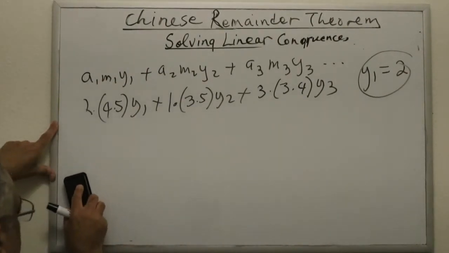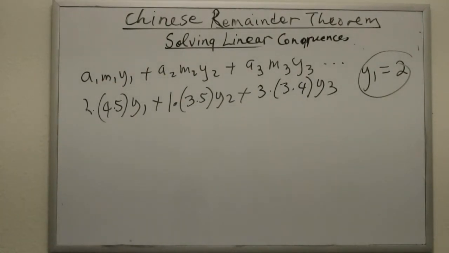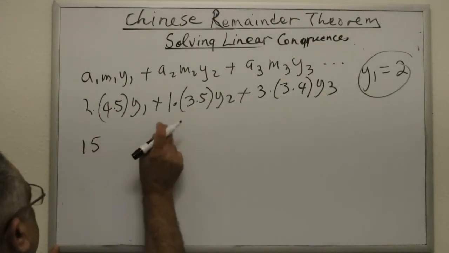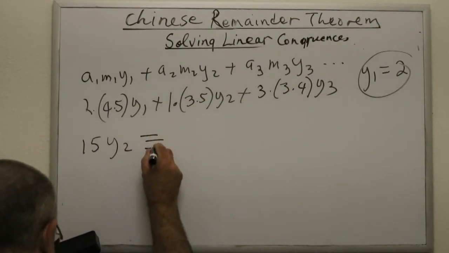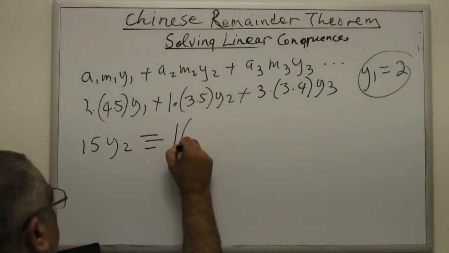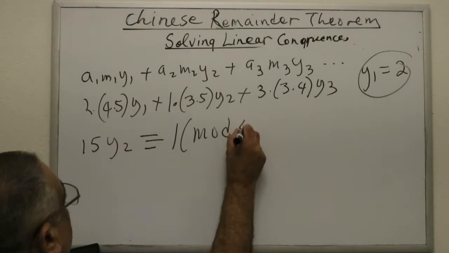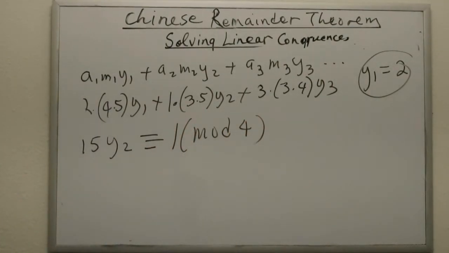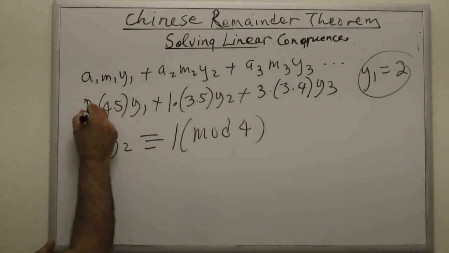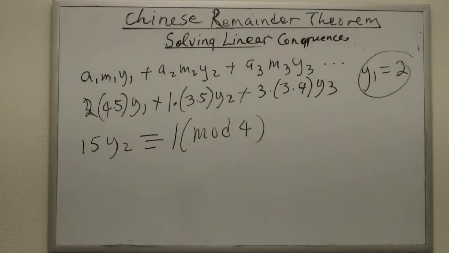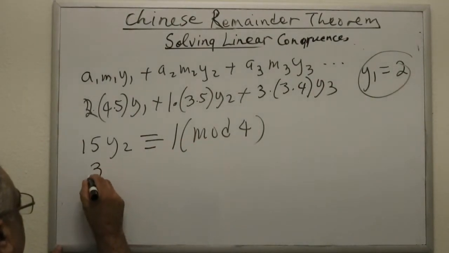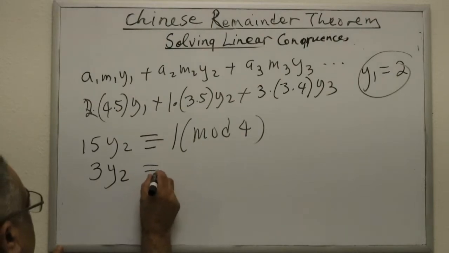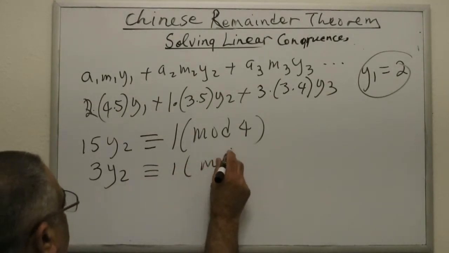Okay, let's do my next equation here. So that would be 15 y2 congruent to 1 mod 4. See that? That's my 1 there. So now, in this case, 15 mod 4 would be 3. So this would be 1 mod 4.